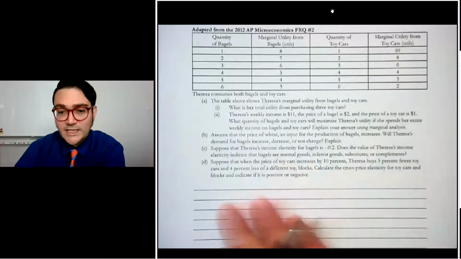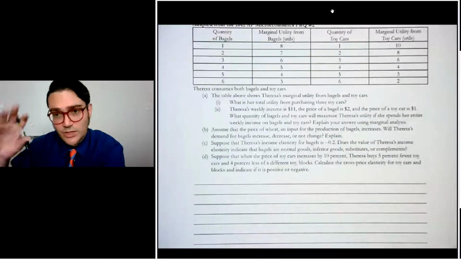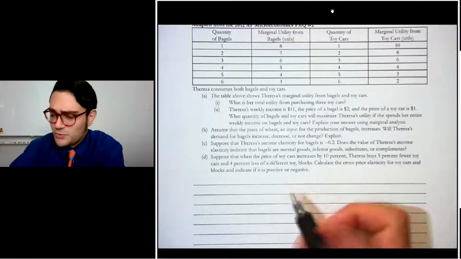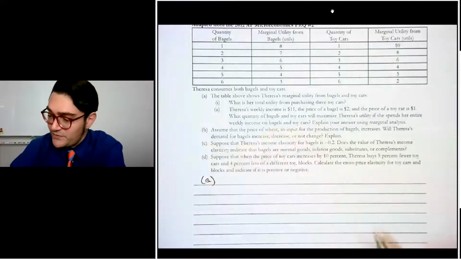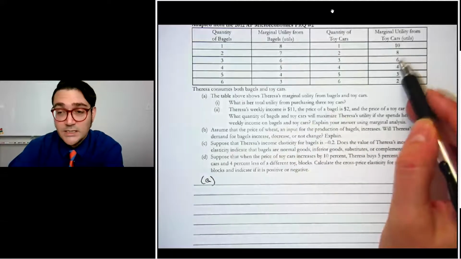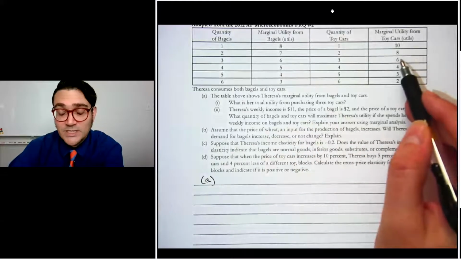And I am going to end up writing some of these down here, so hopefully you can kind of follow along in your own paper. So for this first one, for A, all we have to do is just sum up, well, how much is 10 plus 8 plus 6? So 10 plus 8 is 18, plus another 6 is 24.